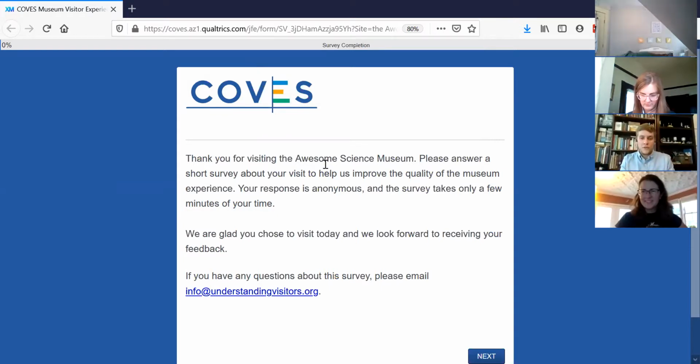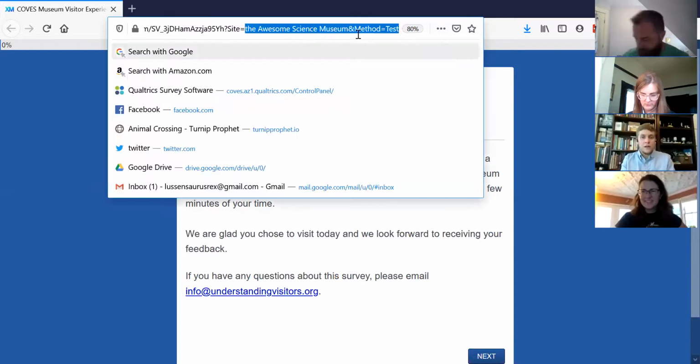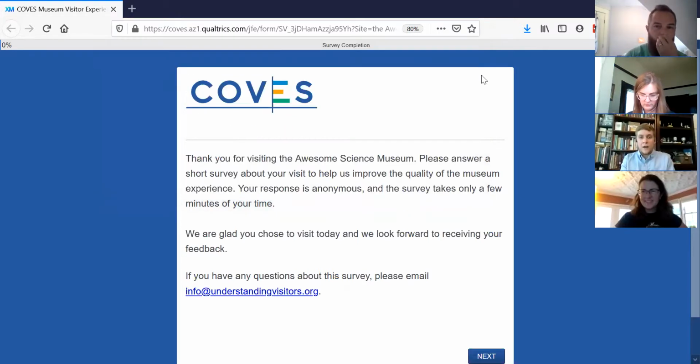But we've also defined another variable in the URL, method equals test. We can put anything we want in there. So this is really what we set up to enable the different data collection methods that we are going to have to use with the COVID pandemic. Some of us are sending emails to visitors who register for timed tickets, or some of us are doing on-site data collection with a tablet, but also providing a QR code. So we could use two separate links if we wanted. This allows that flexibility and allows us to track it with a variable that gets defined in the URL.